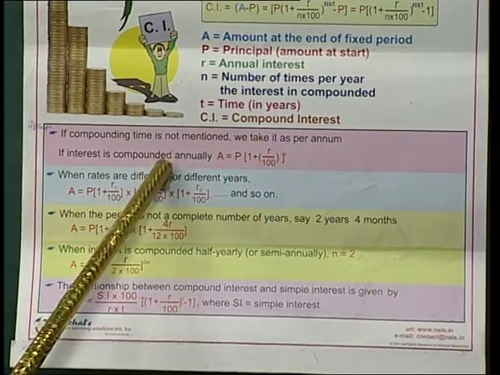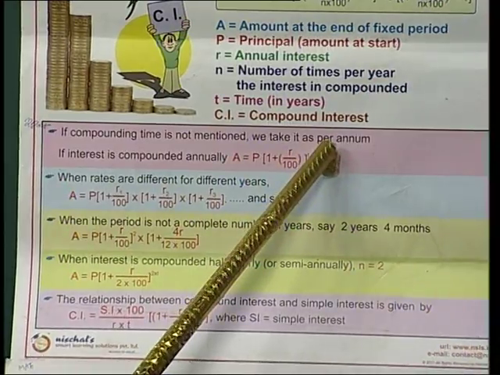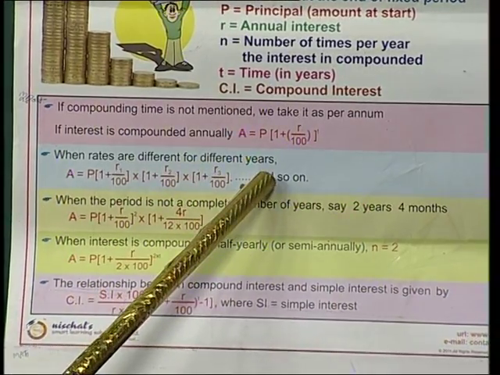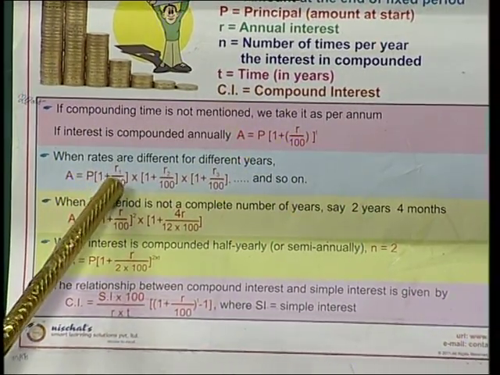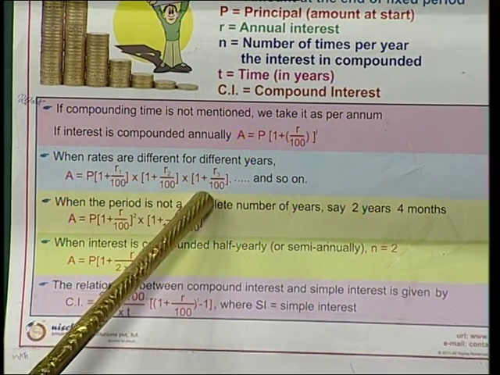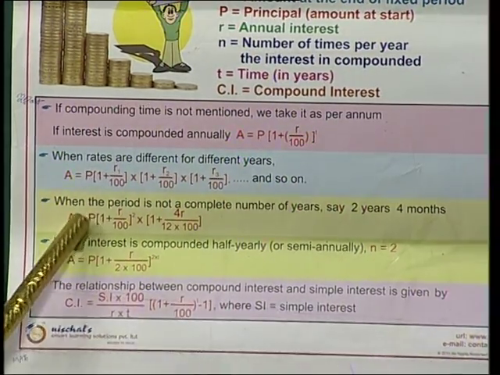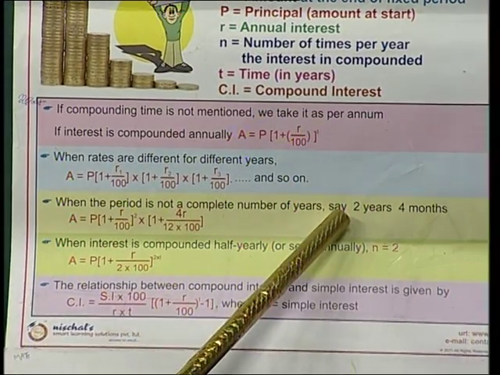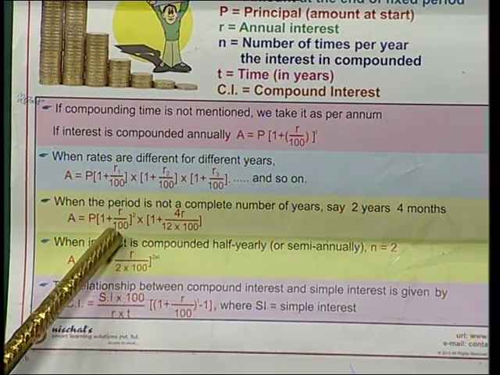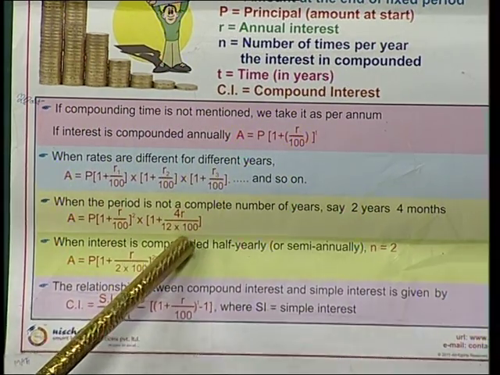If interest is compounded annually, A equal to P into 1 plus R by 100 to the power of T. When rates are different for different years, A equal to P into 1 plus R1 by 100 into 1 plus R2 by 100 into 1 plus R3 by 100 and so on. When the period is not a complete number of years, say 2 years 4 months, A equal to P into 1 plus R by 100 to the power of 2 into 1 plus 4R by 12 into 100.